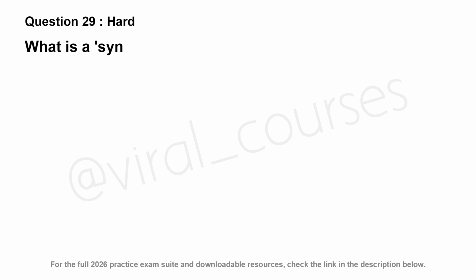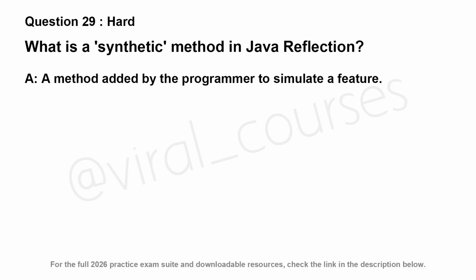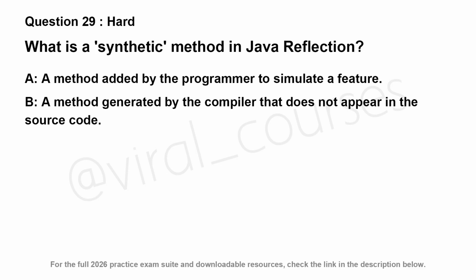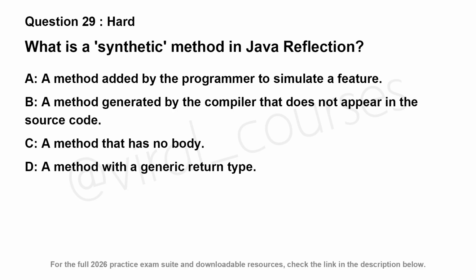What is a synthetic method in Java reflection? Option A, a method added by the programmer to simulate a feature. Option B, a method generated by the compiler that does not appear in the source code. Option C, a method that has no body. Option D, a method with a generic return type.